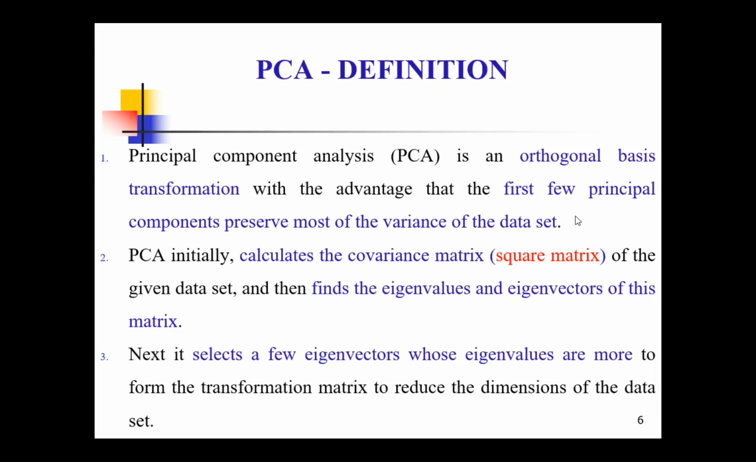After determining the covariance matrix, PCA selects the eigenvectors based on the values of the eigenvalues. So the PCA selects the eigenvector that has the maximum eigenvalue in order to formulate the transformation matrix, so that the dimensionality in the data set can be reduced. It cannot be eliminated, but it can be reduced by selecting the eigenvectors based on the highest value of eigenvalues.